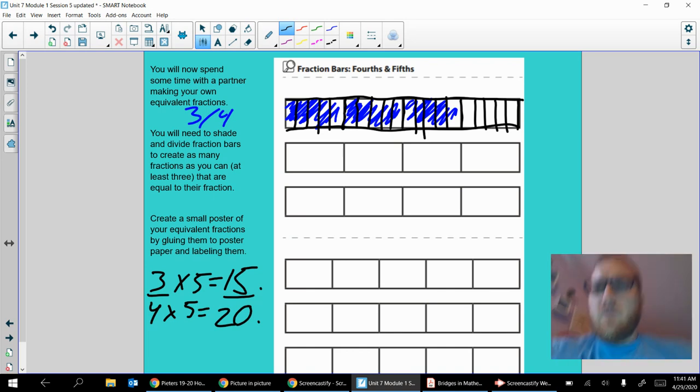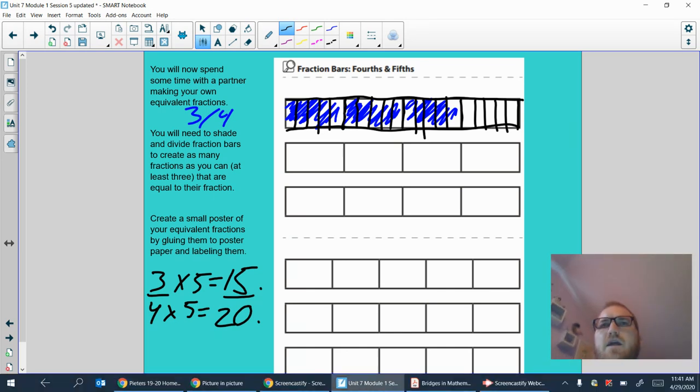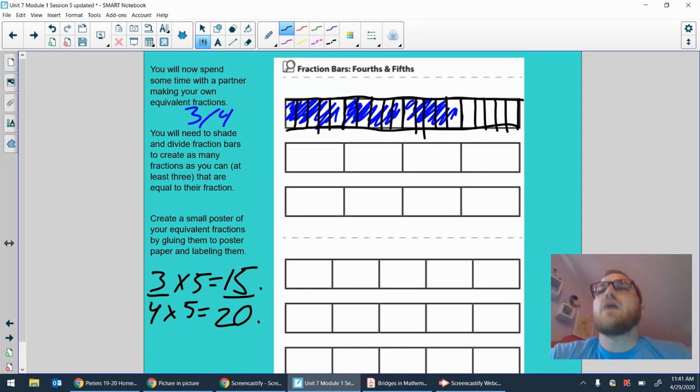All right. So when you're doing your equivalent fractions, all that you need to do is multiply the numerator and the denominator by the same number. Now you can divide them by the same number too. But for now, we're just working with multiplication. But if you wanted to simplify your fractions, dividing them by the same number works as well.